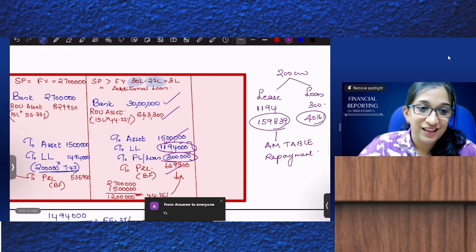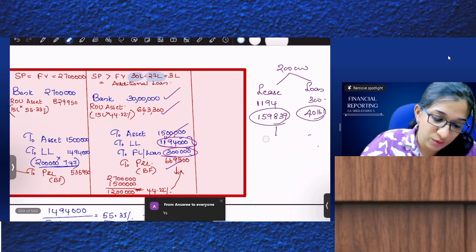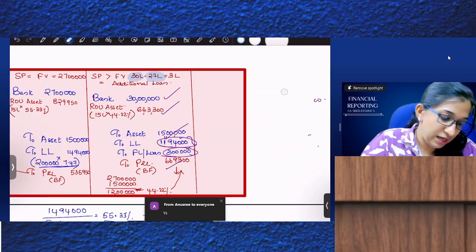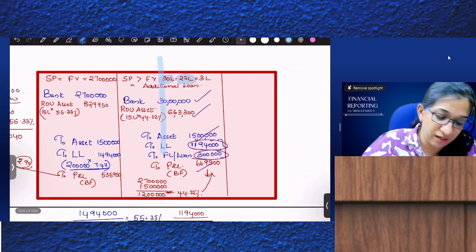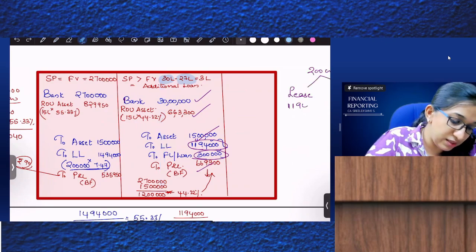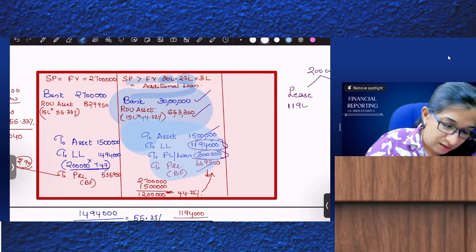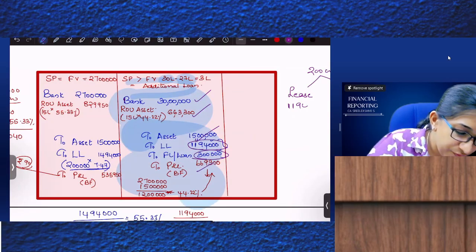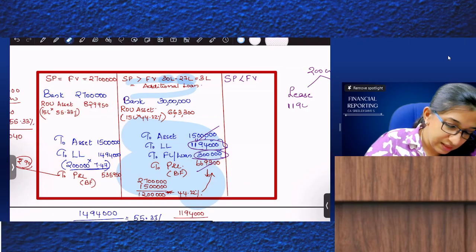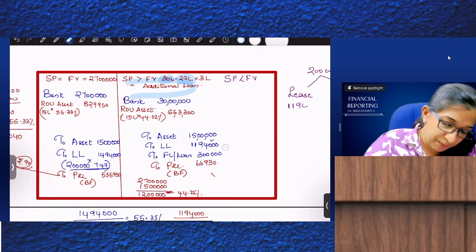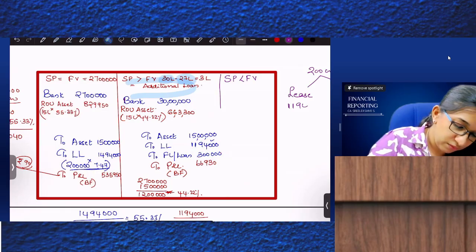Now, what is the other one? The last one. The answer to this question is this part. This is the answer to this particular question. But we are now doing: what if the sale price is less than fair value?